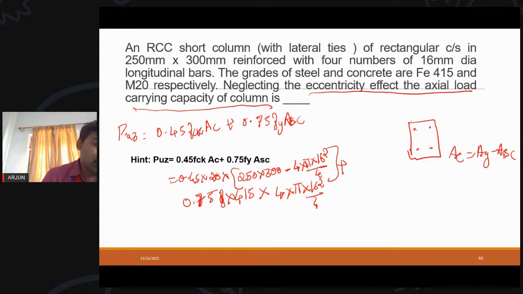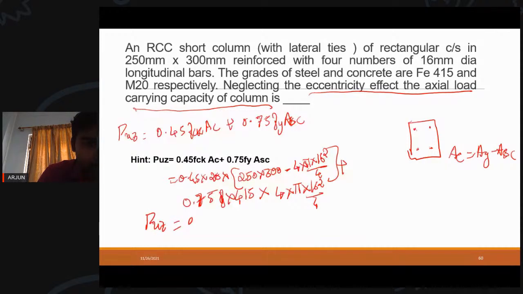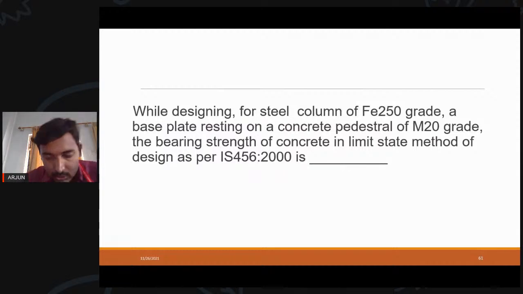Okay, so if you substitute in this equation, the answer will be 250 into 300 minus 4 into 16 square plus 0.75 into 415 into the area, so the answer Pu will be 918.08 kilonewton. This is the answer for the current problem. So moving on to the next problem.